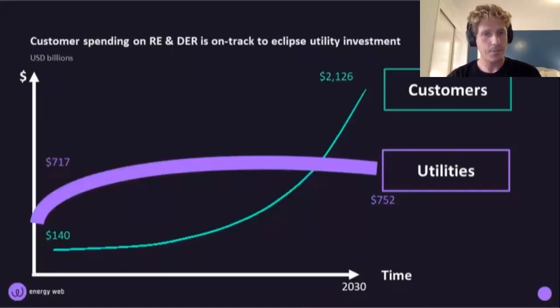But the point here is that we, the people on this line, whether we're residential customers or commercial and industrial customers that use electricity and energy, are going to soon be spending more on the energy system than traditional utilities, who spend somewhere between $700 and $800 billion a year on the mix of transmission, distribution, and generation globally. So that's an amazing transformation: this kind of capital shifts towards customers.